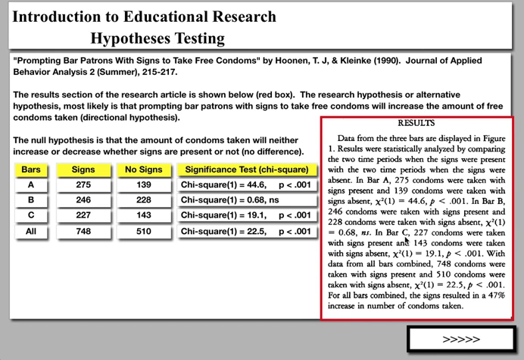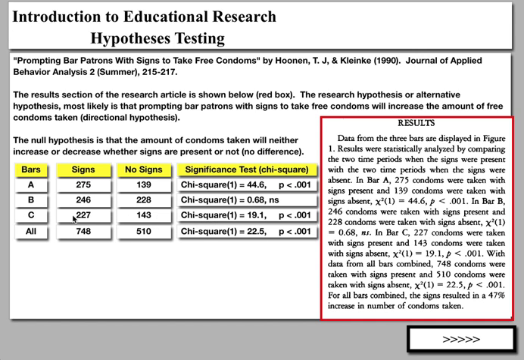In bar C, 227 condoms were taken with signs present, and 143 condoms were taken with signs absent. They did a chi-square test again with 1 degree of freedom. The chi-square score was 19.1, and the probability was less than 0.001. And that is bar C right here.